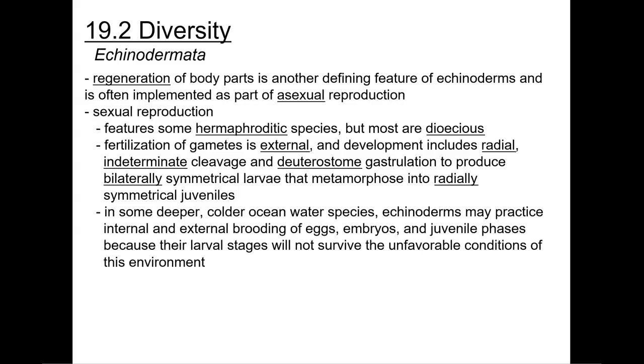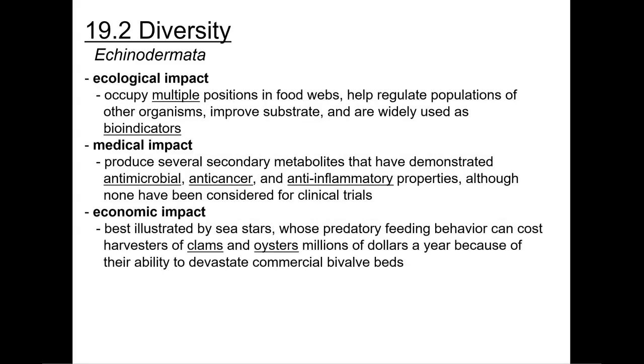So that means that the anus is going to form first, going into the stomach. This is going to produce bilateral symmetry in the larva, which metamorphoses into a radially symmetrical juvenile. In some deeper, colder ocean water species, the echinoderms may practice internal and external brooding of eggs, embryos, and juvenile phases because their larval stages will not survive the unfavorable conditions in the environment otherwise.